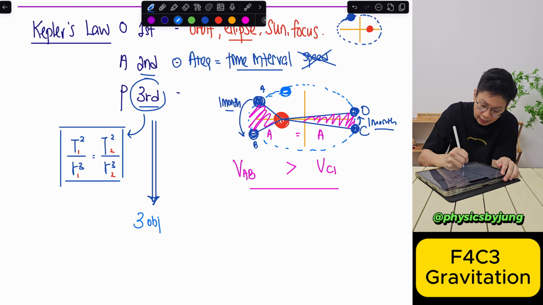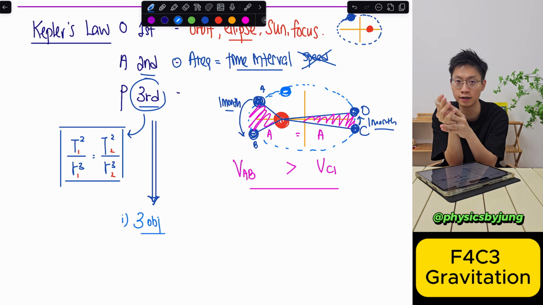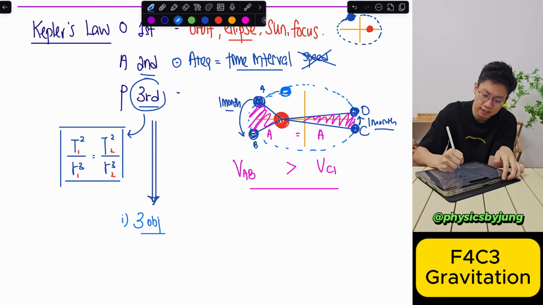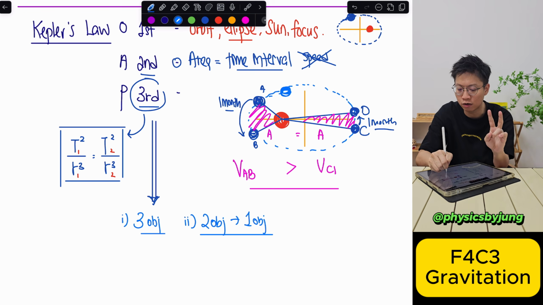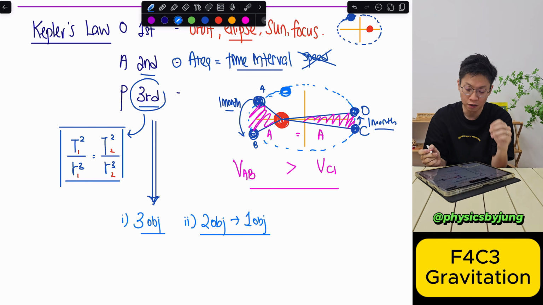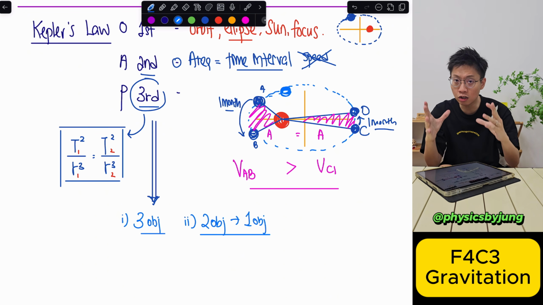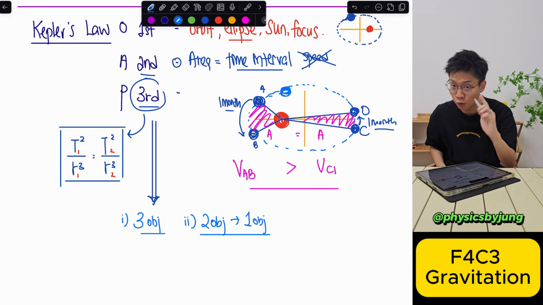For Kepler's third law, I prefer to explain it this way so you can understand it: the rule states that Kepler's third law must have 3 objects. If you have 3 objects, and 2 objects go around the 1 object, your Kepler's third law will be valid. What do I mean by that?